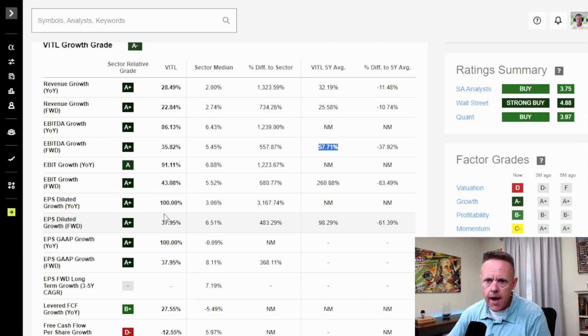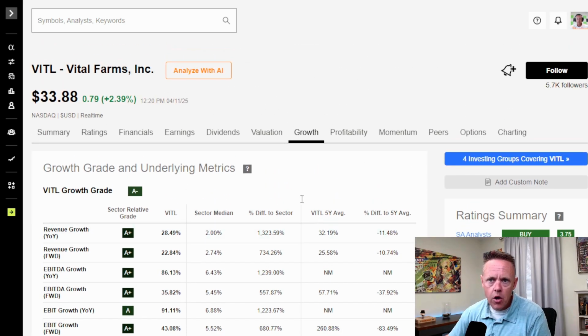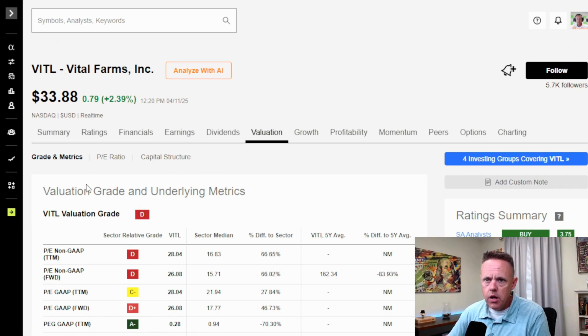Then if we look at diluted EPS growth, looking forward, up 38%. These are great metrics, by the way. Very, very good metrics. But on the 5-year average, you would argue that maybe growth is slowing. The valuation for Vital Farms is still getting a flag, a grade of D.